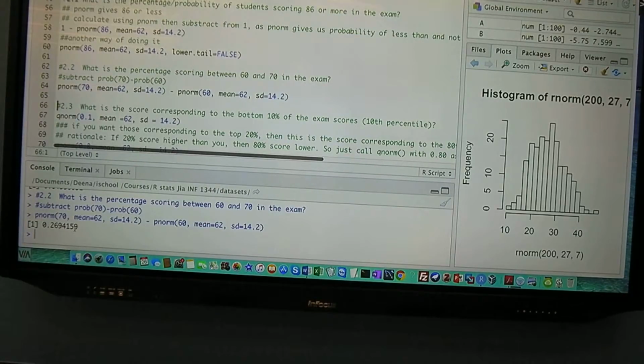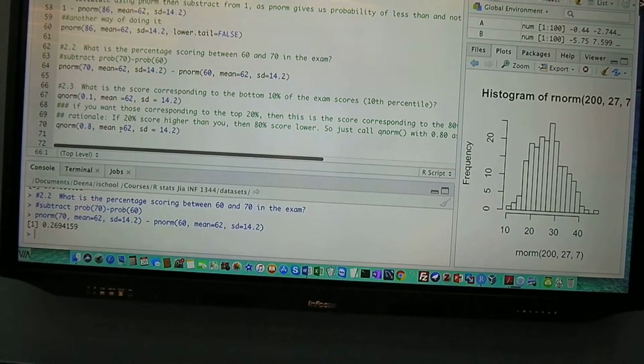Okay? Now the last one is asking not about a probability, I'm asking about a score. So which command am I going to use if I'm asking about the score and not a probability? If I'm asking about the score, the percentile, whatever, what command do I use? Q norm. Probability, P norm. Score or percentile or whatever, Q norm.